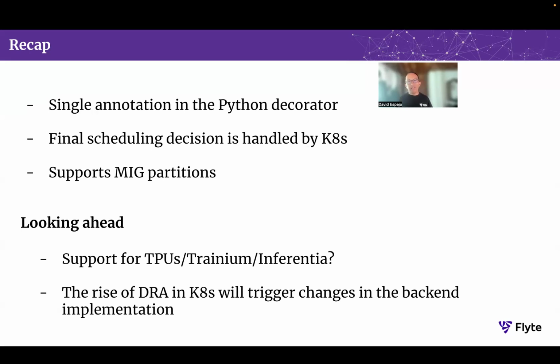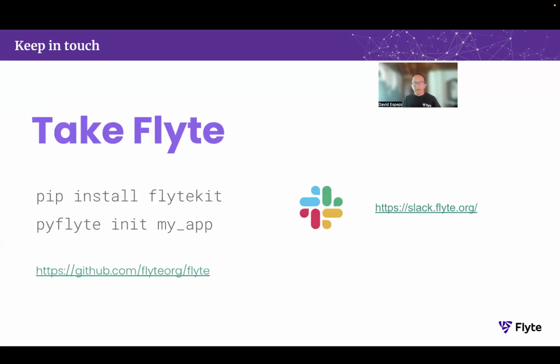So the idea of dynamic resource allocation is to give the Kubernetes scheduler more visibility and more control on how to schedule available accelerator resources, and when this goes GA, probably this will trigger changes in the backend implementation in Flyte, because right now we make use of what is stable code in Kubernetes, which is the device plugins mechanism.